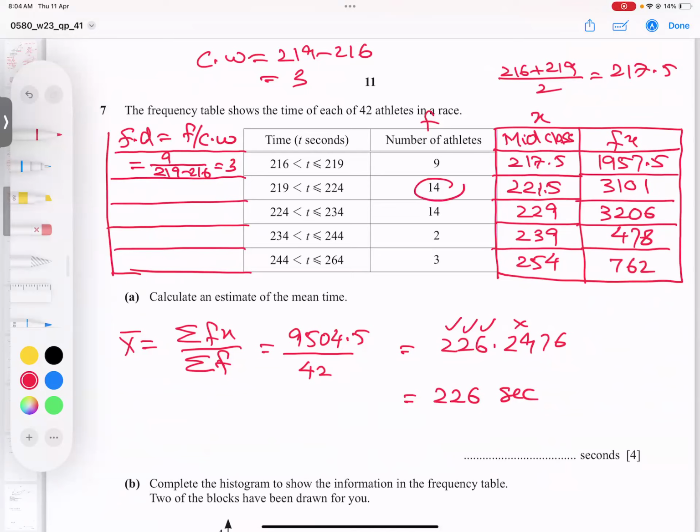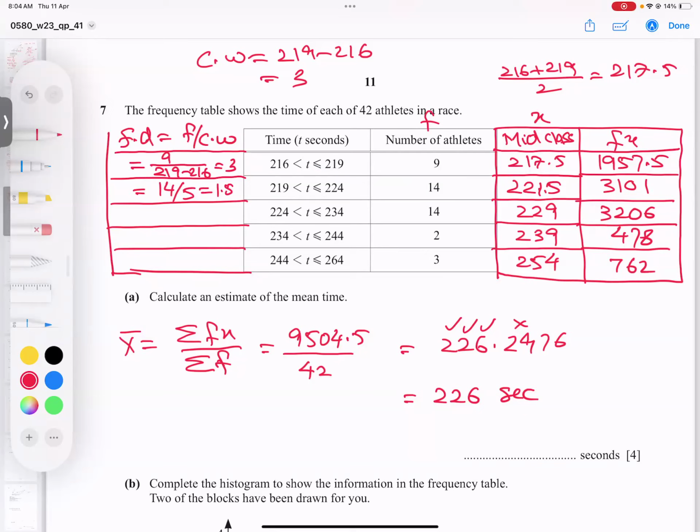this is what, the frequency? 14. I'm doing it directly now. 14. And divided by what? The gap of this. If the gap of this is coming, it is coming 5. Okay, 24 minus 19 is 5. So 14 divided by 9, it's giving us 1.5655 or 1.56, also acceptable, even 1.6 acceptable. I think you got my point. Okay.